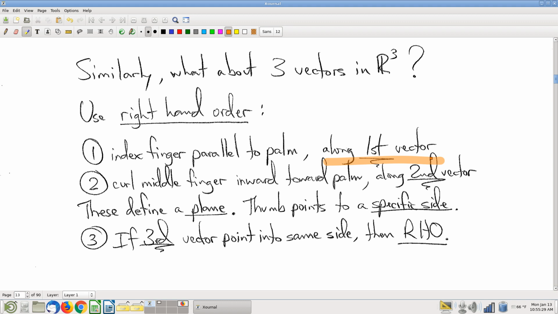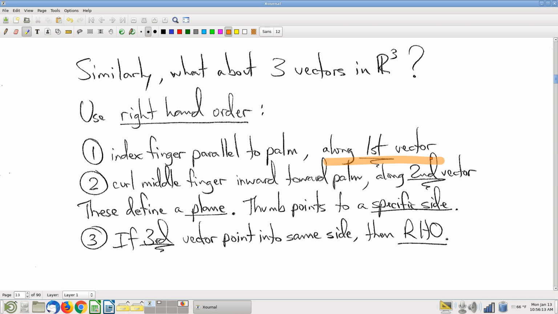And now let me appeal to your geometric intuition. The thumb of my right hand is defining the side of the plane that is the right-hand order. What should we call it if it points to the other side? I have a proposal. Index finger, middle finger bending the way middle fingers want to bend. Notice that my left hand thumb points to the other side of that same plane. So that third vector is either on the right-hand side or the left-hand side. And so I'm going to call those orders right-hand order and left-hand order.